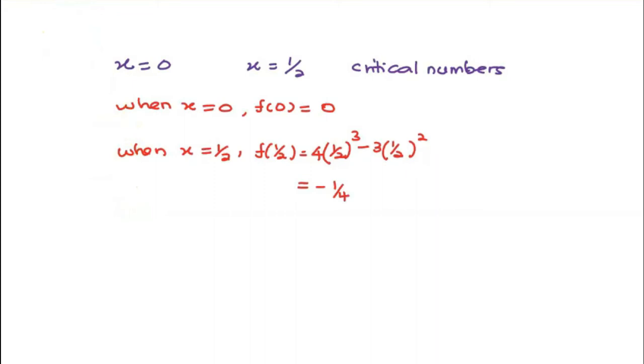Arranging values of x and y, or else x and f, we can have the coordinates of the critical points. So we have here (0, 0) and the coordinate (1 over 2, negative 1 over 4). So these are the stationary points, or we can call them critical points.